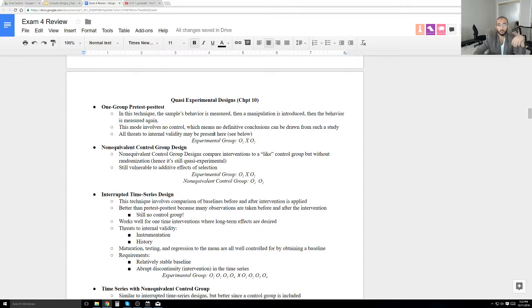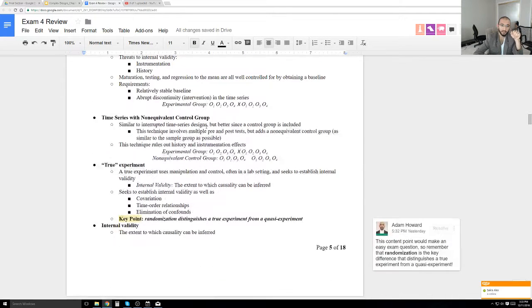So here quickly we just want to go through quasi-experimental designs and the different types that we discussed during class and that are fair game for the final exam. Before we go into that, let's just go down to this definition here.